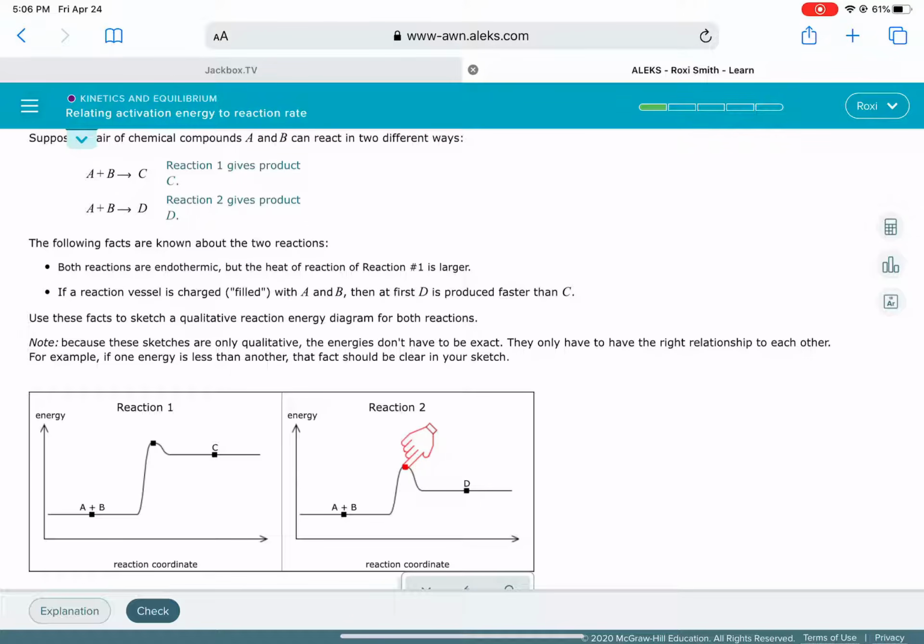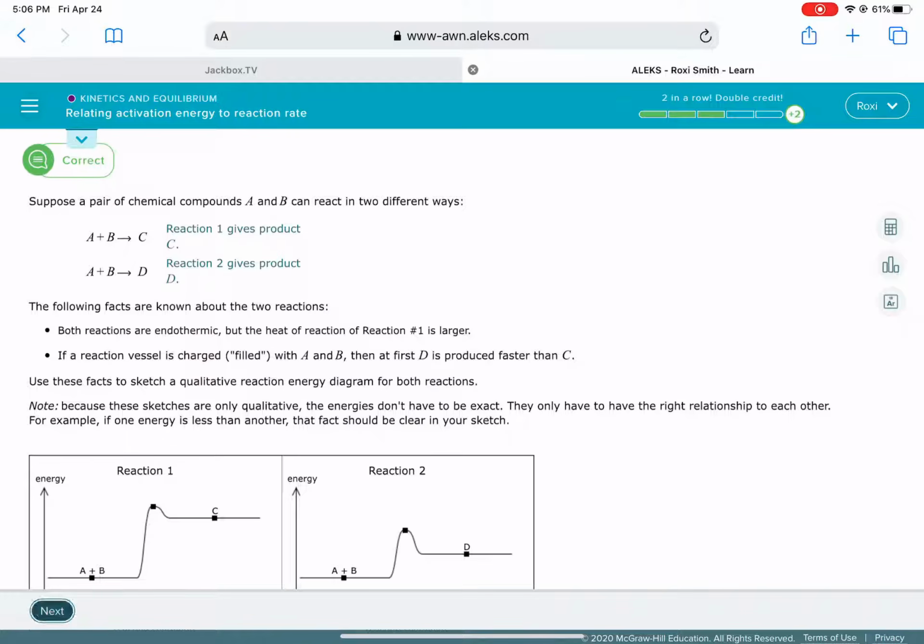And let's double check that I haven't messed anything up. My A and B are still in the same spot. The reaction is still endothermic. The difference between reactants and products is still greater for reaction 1. So this looks good. We'll see if ALEKS likes it. Yes, it did. Let's look at another one like this.